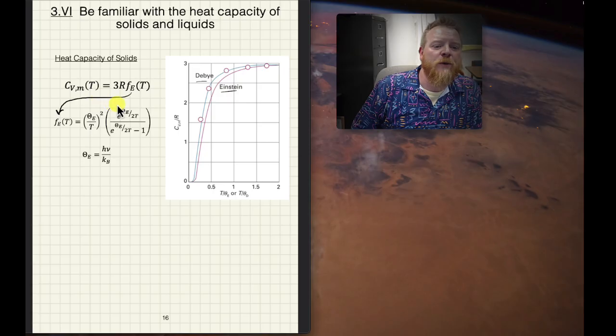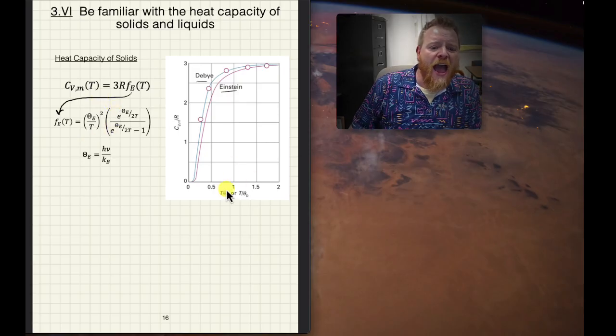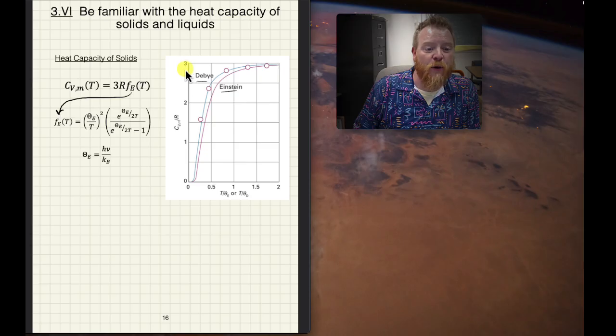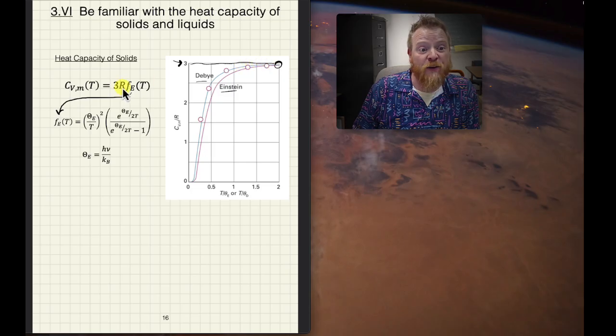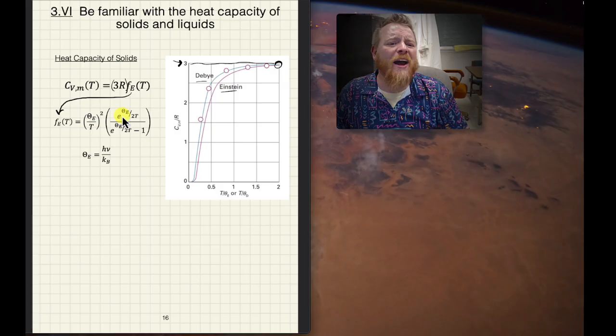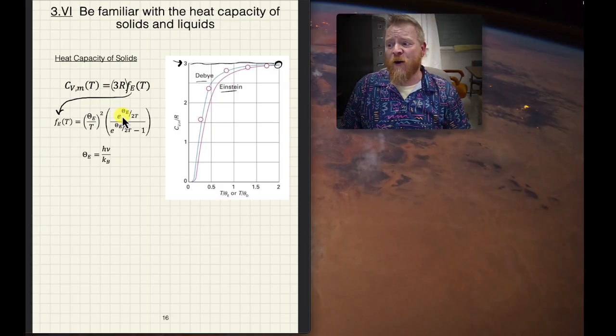So here's what I want you to note. At large temperatures, you can see this heat capacity approaches 3R. So look at my y-axis here. That's C_V,m divided by R. So when it approaches this value here, it's getting to that ideal value 3R. So why 3R, and what is that all about?